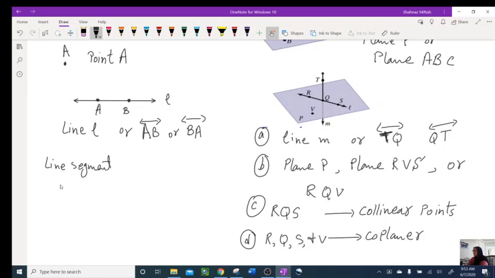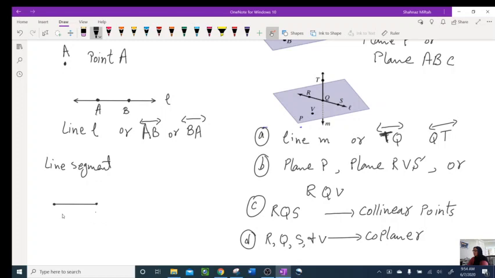A line segment is a part of a line. It consists of 2 endpoints, like this, right? It has these 2 endpoints and doesn't have arrows. All the points are between them.